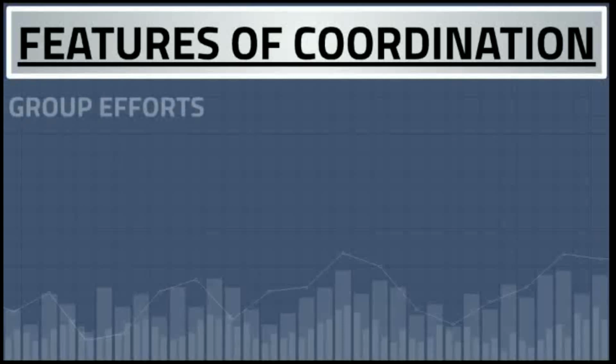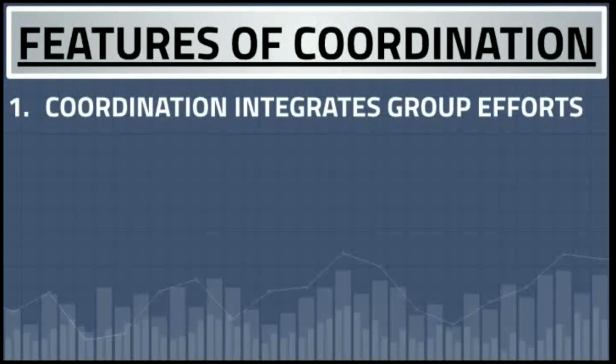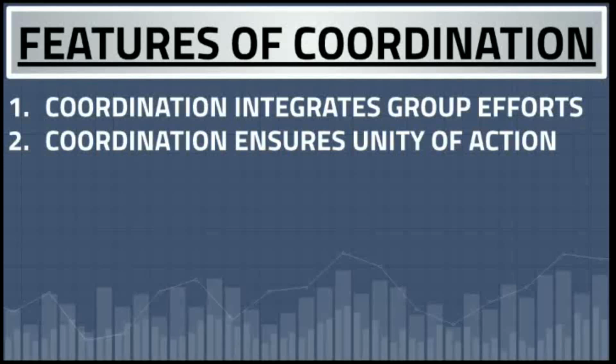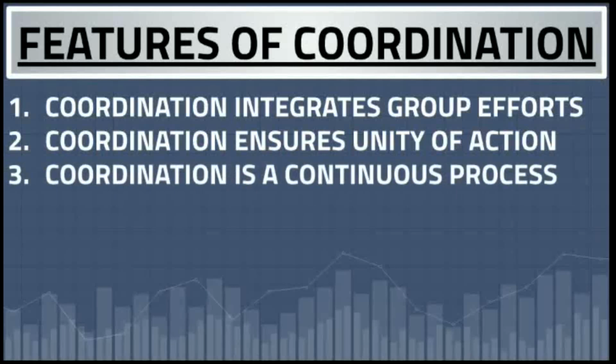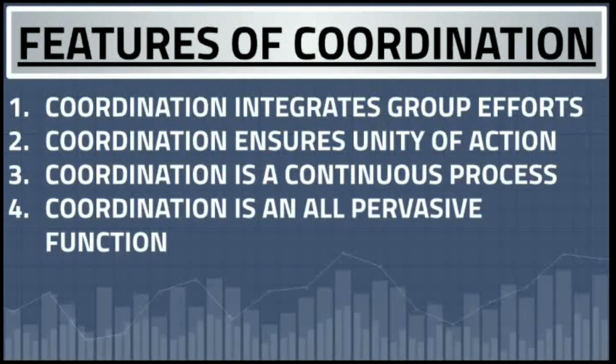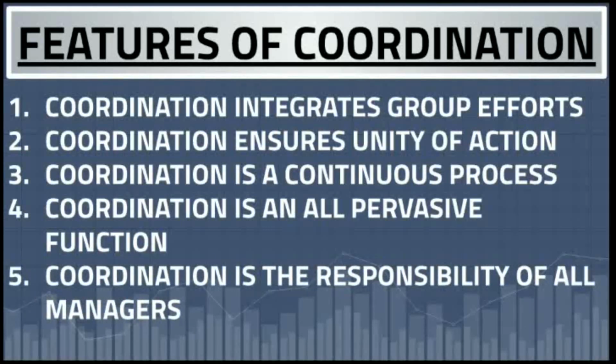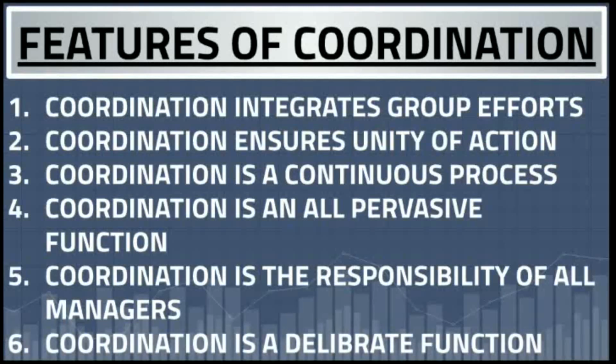The first feature of coordination: coordination integrates group efforts. The second: coordination ensures unity of action. The third: coordination is a continuous process. The fourth: coordination is an all-pervasive function. The fifth: coordination is the responsibility of all managers. The sixth: coordination is a deliberate function. These are the basic 6 features of coordination according to the definitions given by the famous authors. We shall study these one by one.